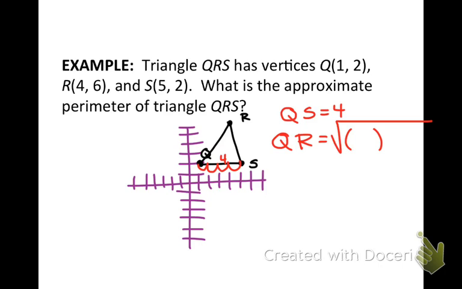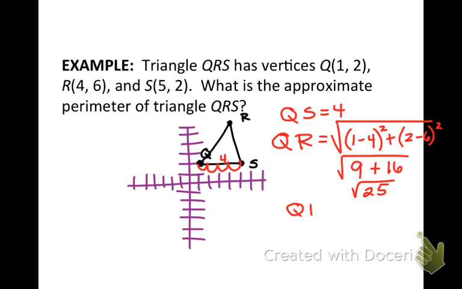So using my points for Q and R, it's going to be minus my x's for Q and R, so 1 minus 4 squared, minus my y's, which is 2 and 6 squared. 1 minus 4 is negative 3. Negative 3 squared is 9. 2 minus 6 is negative 4. 4 squared is 16. 9 plus 16 is 25. The square root of 25 is 5. So we know that QR is 5. Now we have to do the same thing for RS.